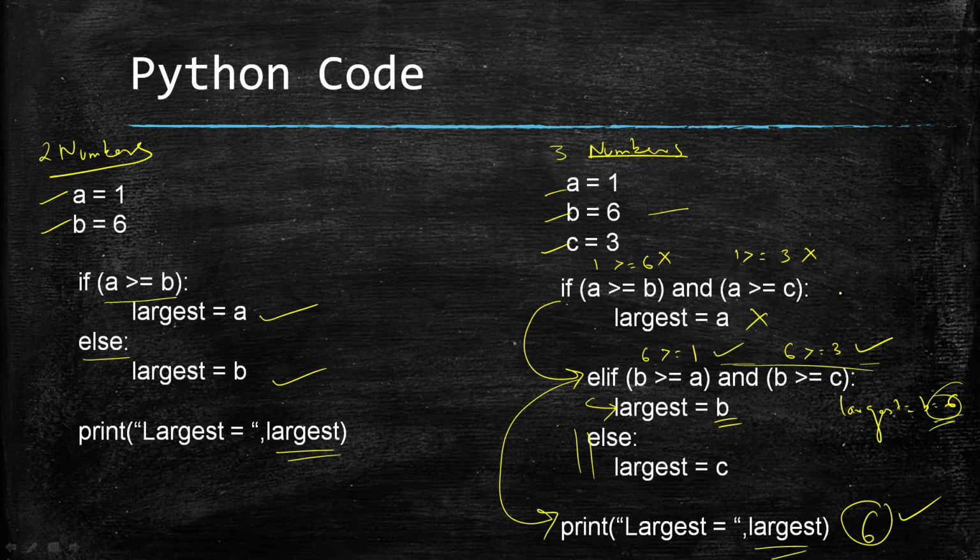So the logic is, if both the conditions are true, as we are using an AND, then only that largest will be printed, or else it goes to the next condition, and else it will print largest as C.